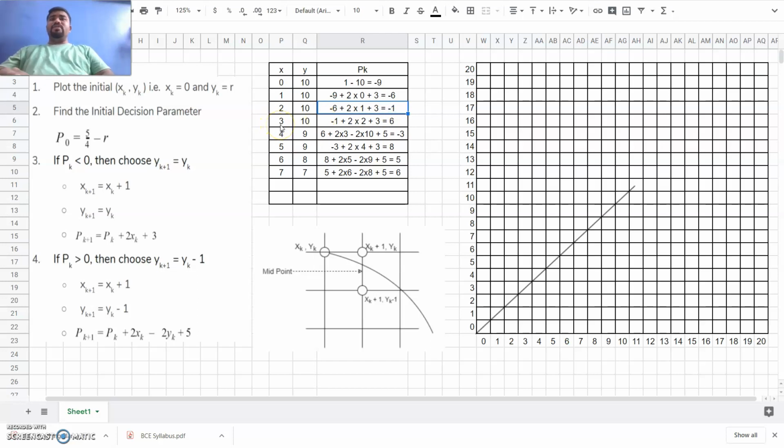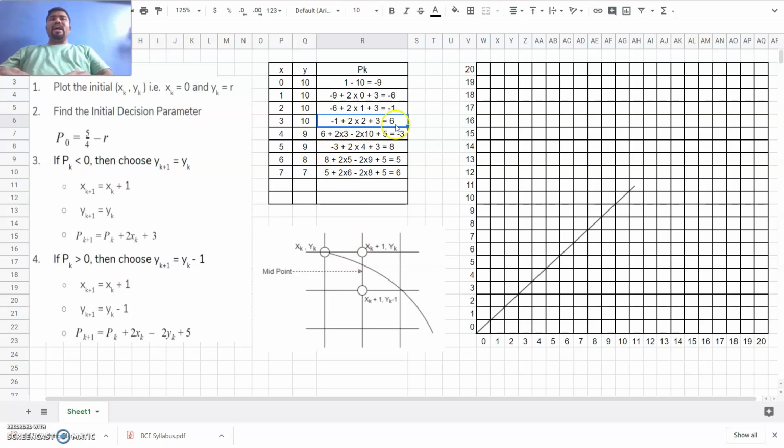So again, we see that y doesn't change, the x increments, and then p next, that is pk plus 1, would be what? pk, which is minus 1, plus 2 into the previous x. That previous x is 2, plus 3, which is 6. So now it is greater than 0. If it is greater than 0, it means my midpoint is lying outside the circumference of the circle. So the circumference of the circle to be plotted, to be raster scanned, will choose the below point. When it chooses the below point, obviously y will be decremented by 1.